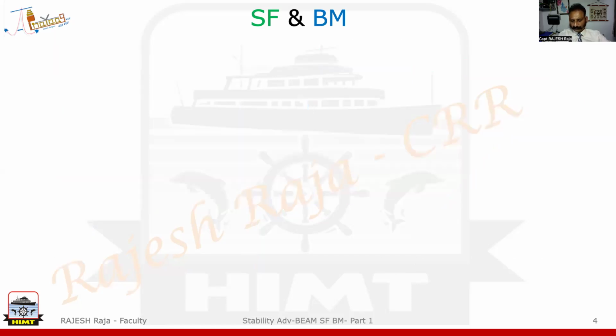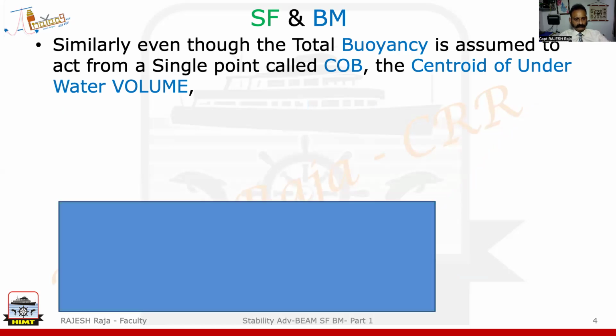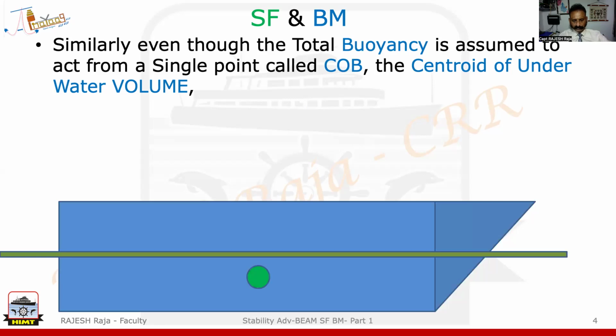Now at the same time, I need to talk about the buoyancy also. Buoyancy is also a force. So that is also assumed to be acting from a point called a center of buoyancy, which is again the geometric center or centroid of the underwater volume. Now this buoyancy also has got similar results as what we talked about center of gravity. Let me just show you a single point, which is your center of buoyancy. This is how normally center of buoyancy would act.